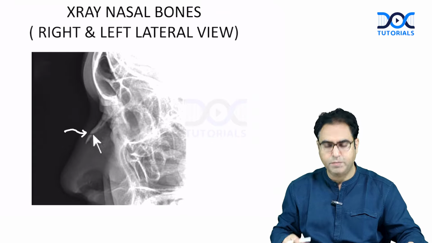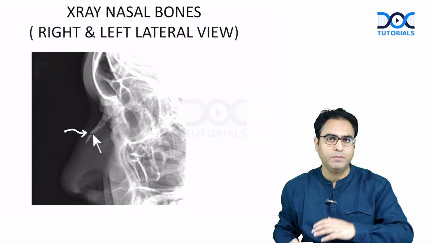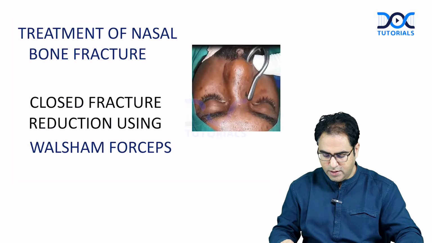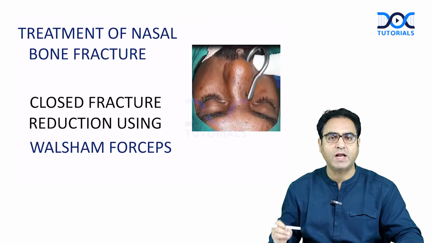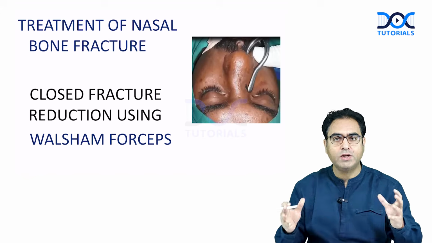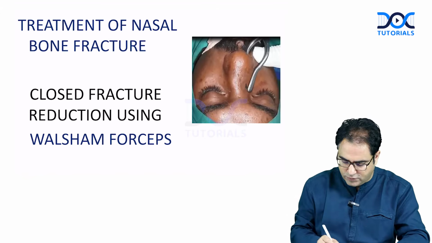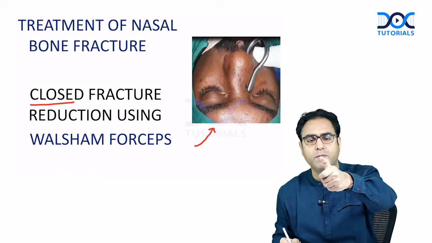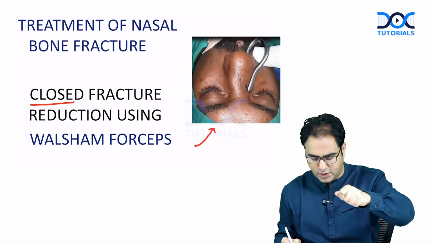You will call me, the ENT surgeon, will come. We take the patient to the operation theatre, and what we do over there, we do the nasal bone fracture reduction. Now, is it open reduction or closed reduction? Definitely, it's closed reduction. You can see in the picture also. We are just holding the fracture fragment with the forceps and bringing it back to the original position.